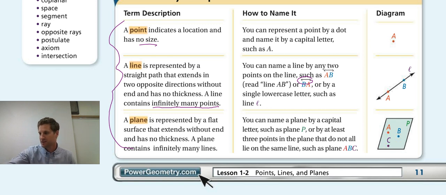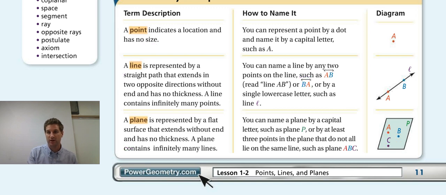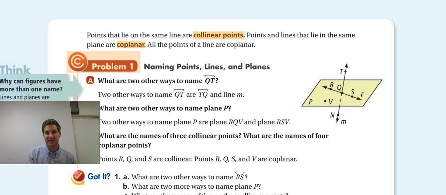A plane is very similar to a sheet of paper, where it is a flat surface, but it extends in all different directions. It has no thickness. I know paper technically has a thickness, but it almost seems like it has no thickness. And within the plane, there are infinitely many lines. And over here, we see a plane, and we label planes by using 3 letters that are non-collinear, which you don't know what that means yet, but we will be talking about that in just a second. All right, so get those down, and let's move on to our next set of items.